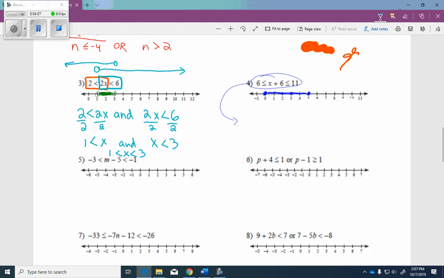Both pieces don't. If I were to do number 5, I would rewrite this as negative 3 is less than m minus 5, and m minus 5 is less than negative 1, and then solve each of these. So why don't you go ahead and solve it?